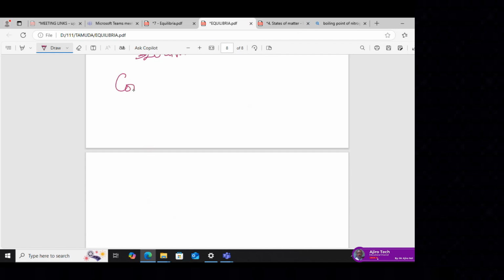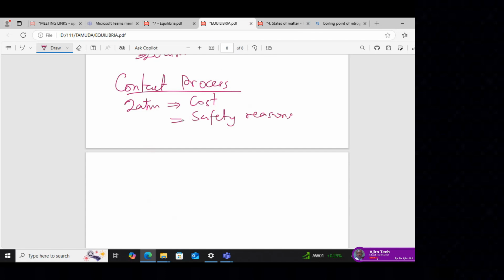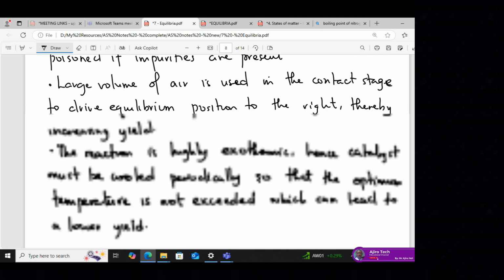So, contact process. Why do we use 2 atm? Cost, safety reasons. Am I right? Cost, safety reason. Is that okay? I think that makes sense. So let's go. We are done with the contact process.